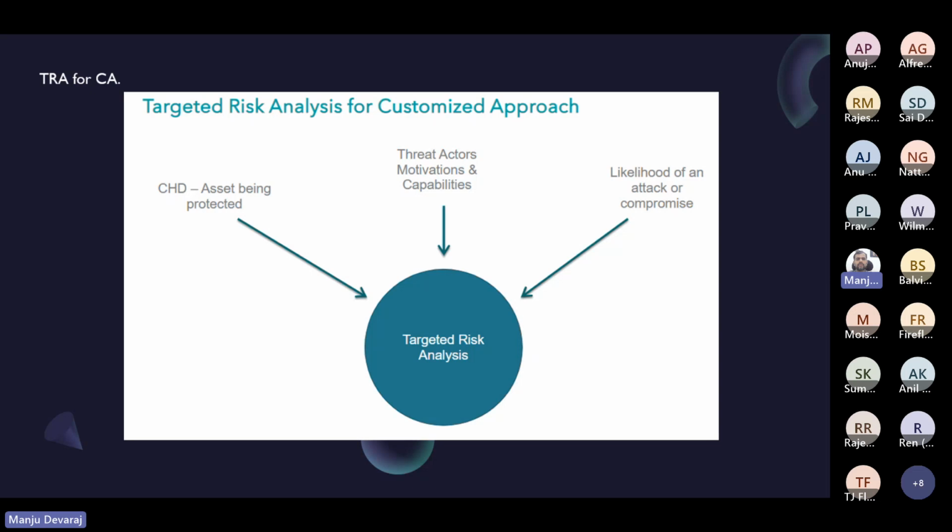So CHD, the asset being protected, right? What asset is being protected? And that protected asset, what are the risks or the vulnerabilities this asset might have, from the physical perspective, from the logical perspective, in terms of what application they're running, what platform they're running, what could be the possibility that the platform can be compromised? Are there continuous updates? Are there patches for the application? Is the application safe? There is assessment done on all this, right? Threat actors, motivation and capabilities, likelihood of an attack or compromise. Means you need to understand.